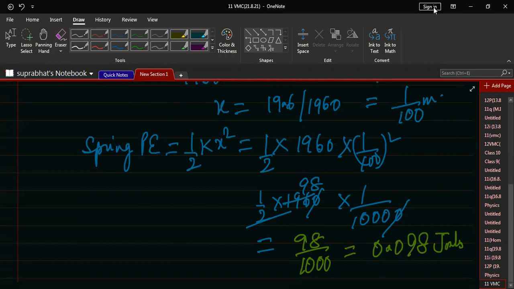So this is the concept. I think everybody has understood. So this is how you have to do this.